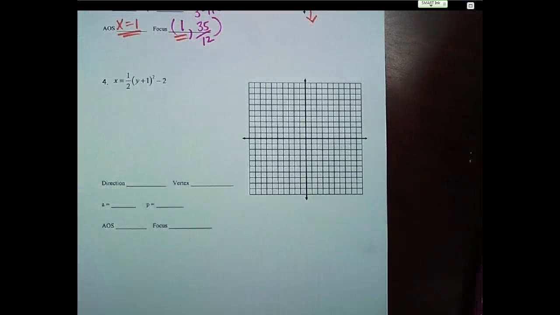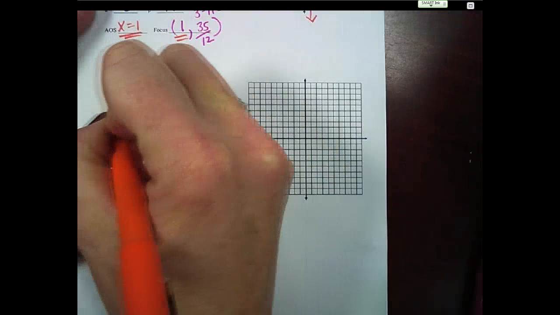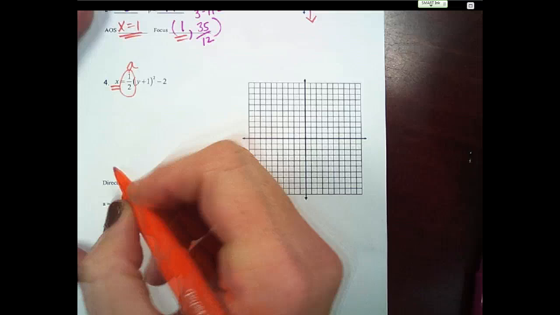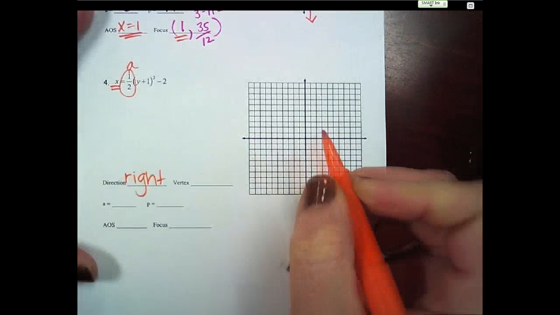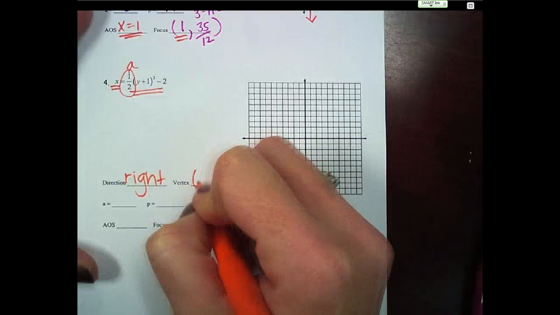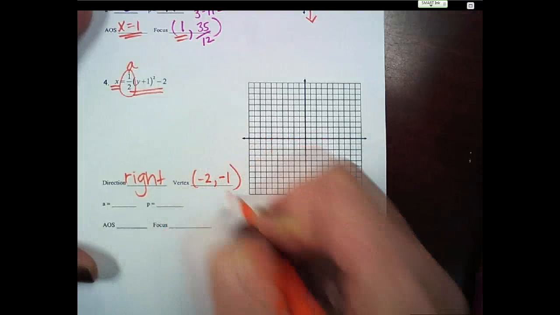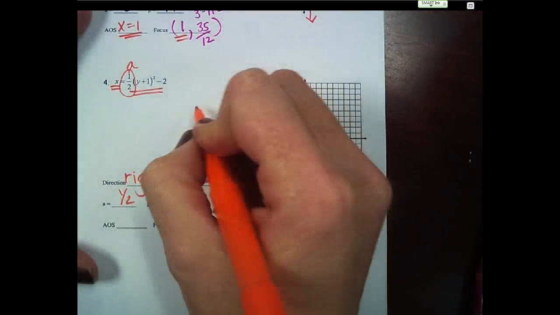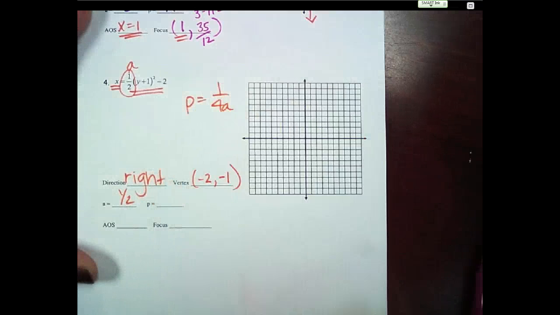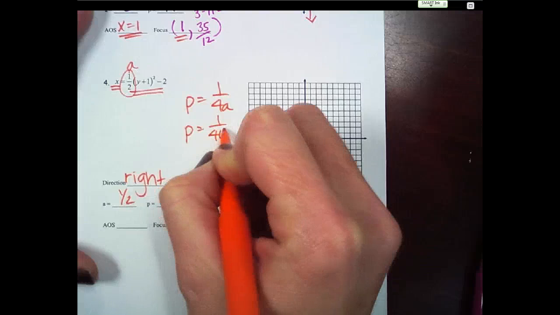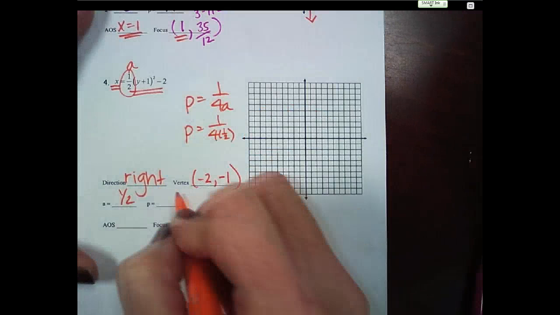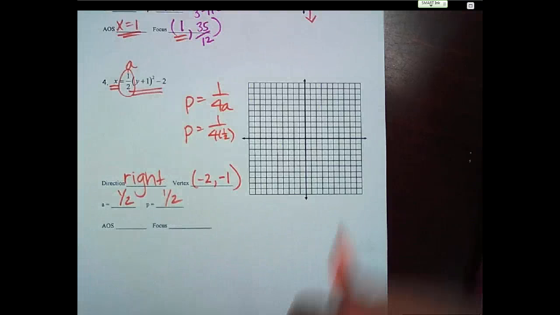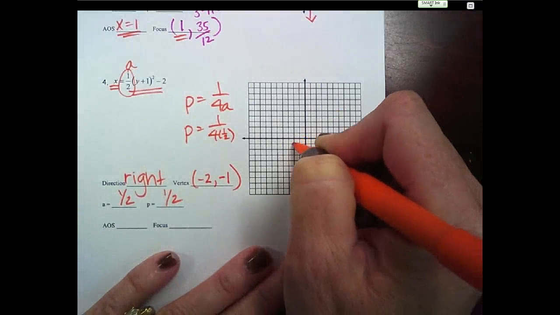I'll let you start. Find me the direction and the vertex. Okay, so it's an x equals, so it's gonna open left and right, and A is positive. So we're gonna go with right. Be careful about the center again. The center is -2, -1. Should I get the center right? Okay, now then A is 1/2. Remember, we find P by taking 1 over 4 times whatever A is. So P equals 1 over 4 times 1/2. Well, half of 4 is 2. So P is 1/2. If you graph it, -2, -1 is here.